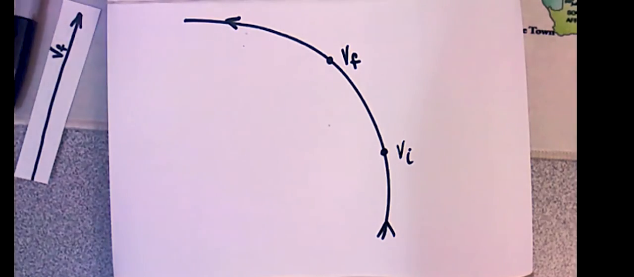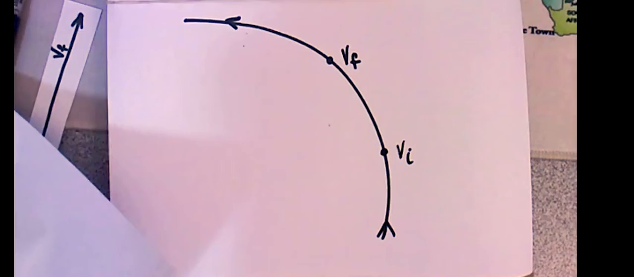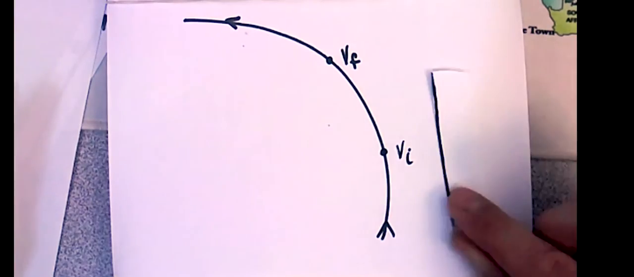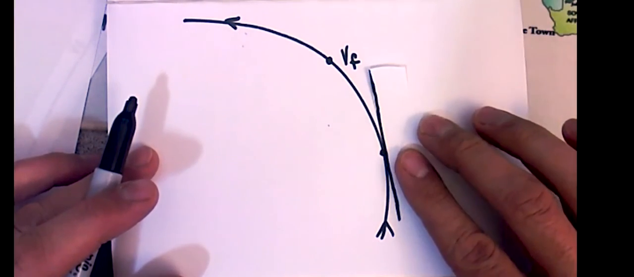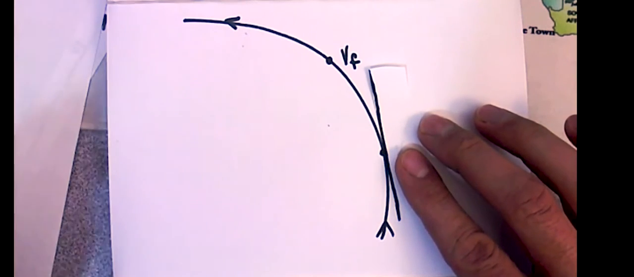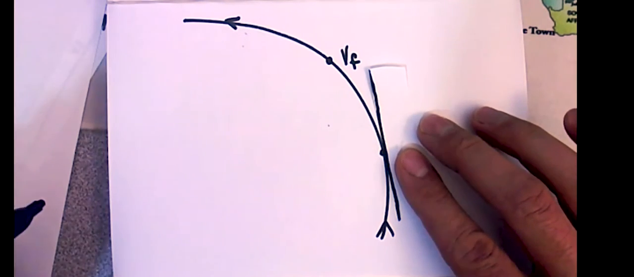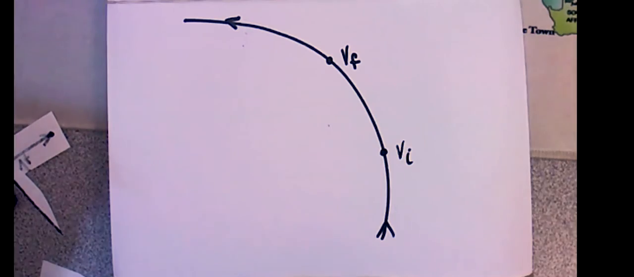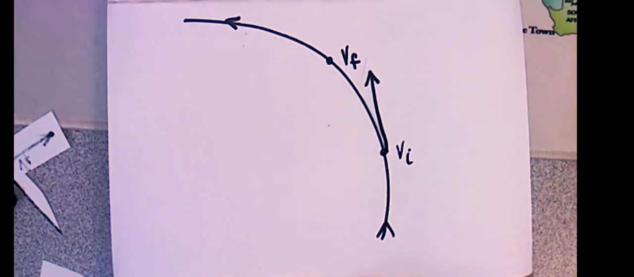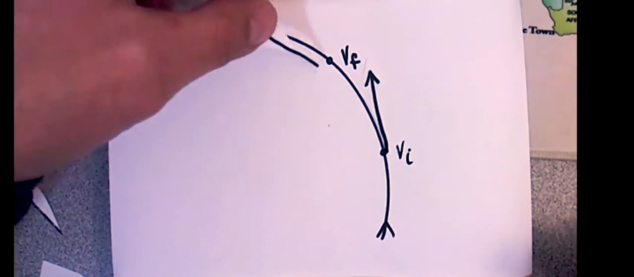The velocity is going to be tangent to the curve. What that means is, if we were to draw a line, we would adjust it so that it is touching the curve at one point. That's tangent to the line, or tangent to the curve. That represents the direction of the velocity at that particular point in time. So that would mean if we put our velocity vectors on there, we would have an initial velocity and a final velocity.